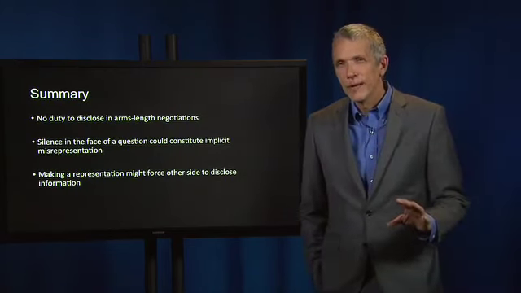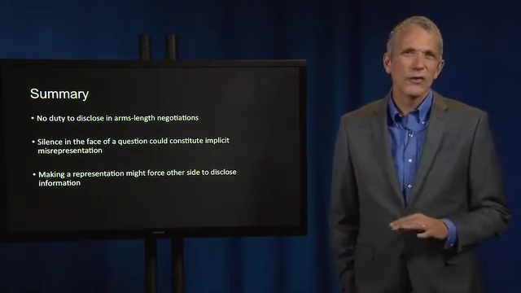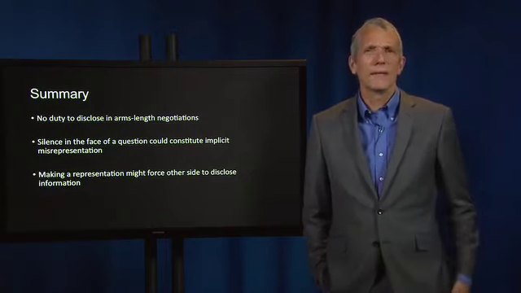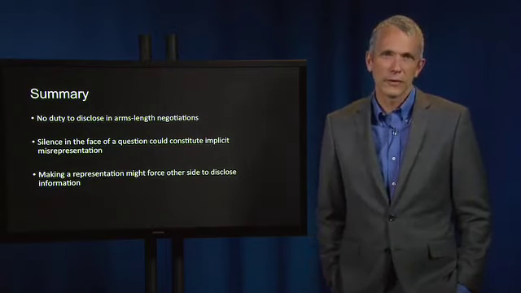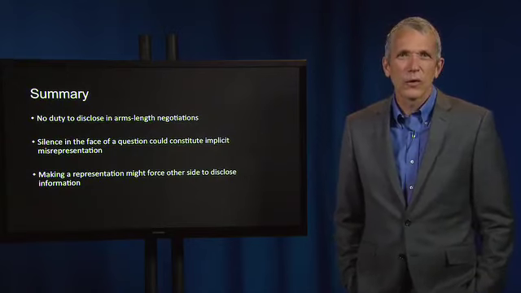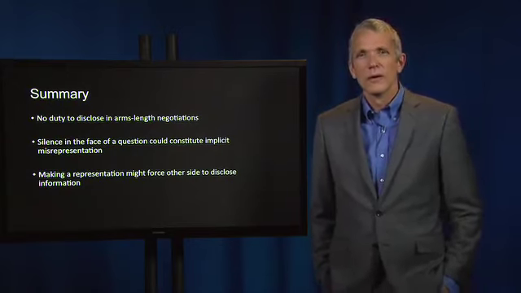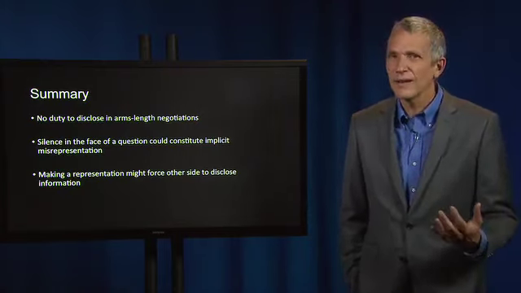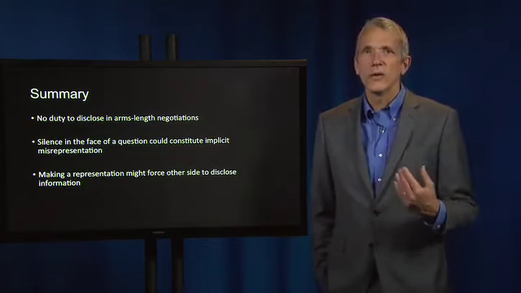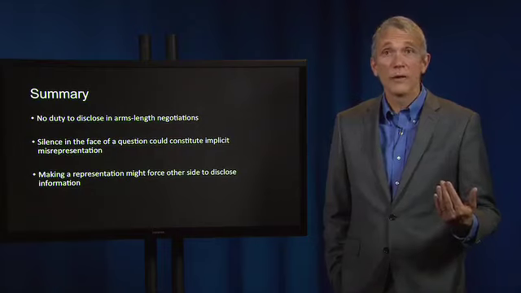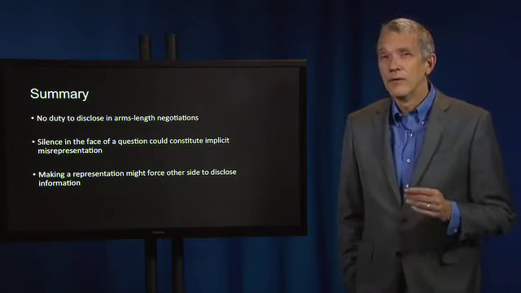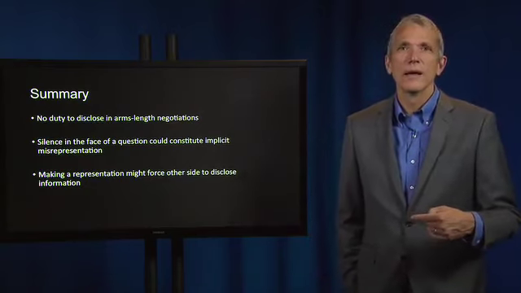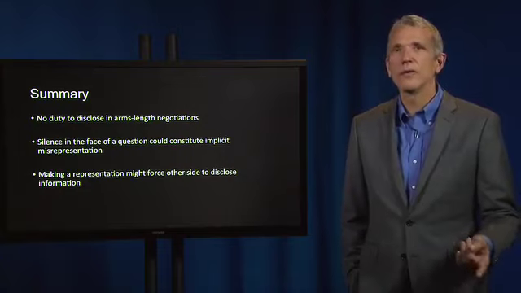To summarize, Laidlaw introduced the idea that there's no duty to disclose in arm's-length negotiations. This idea was incredibly influential in American contract legal history. It was only recently that courts have imposed a duty of disclosure in certain circumstances. In addition, Laidlaw also introduced the idea that silence in the face of a question could constitute an actionable implicit misrepresentation. Finally, we've learned that by making a representation, you might be able to create a disclosure duty on the other side to correct your mistake.